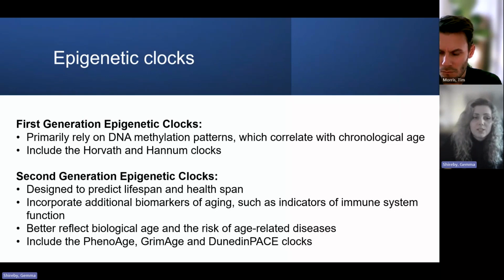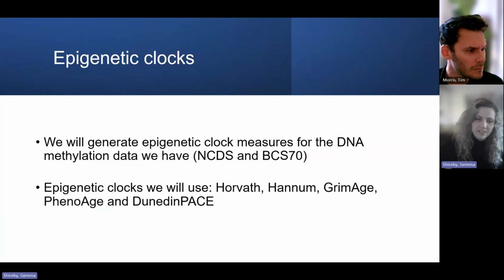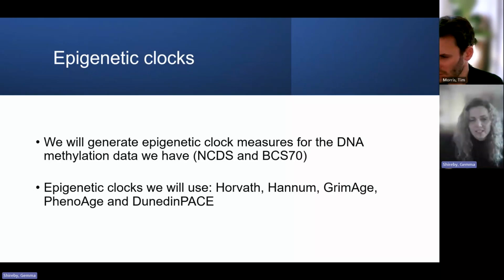We're going to be generating epigenetic clocks for all of the DNA methylation data we have. This will be for NCDS and BCS70. We'll be generating epigenetic clock measures for all 5 of the clocks that I just mentioned: the first generation clocks, the Horvath and Hannum ones, as well as the second generation ones, GrimAge, PhenoAge, and DunedinPACE.